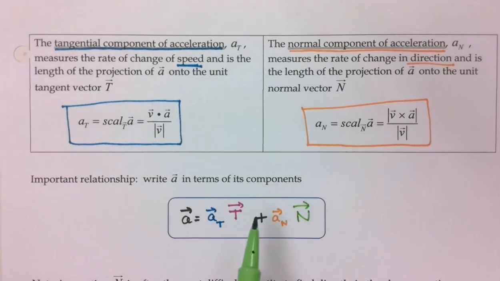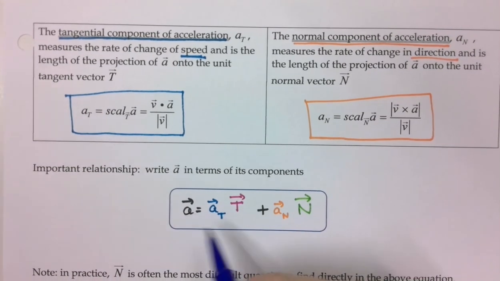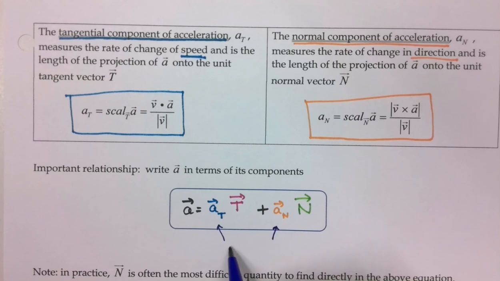These are not dot products. This is a scalar and this is a scalar. So you're multiplying scalars by vectors to create an overall vector, because a scalar times a vector makes another vector. You add the two vectors up and you will have your acceleration vector.